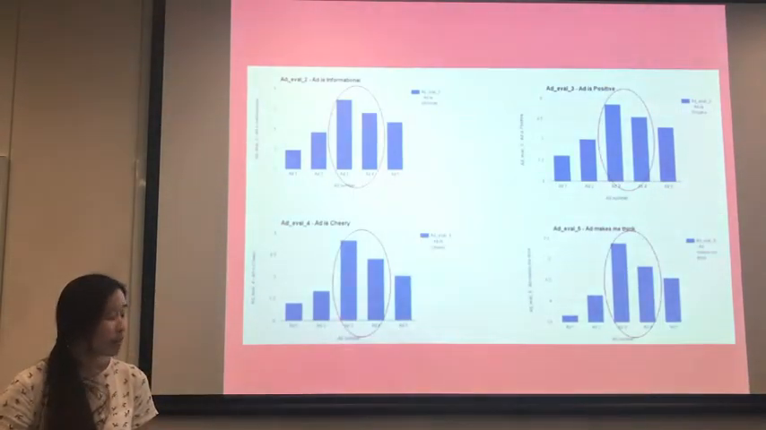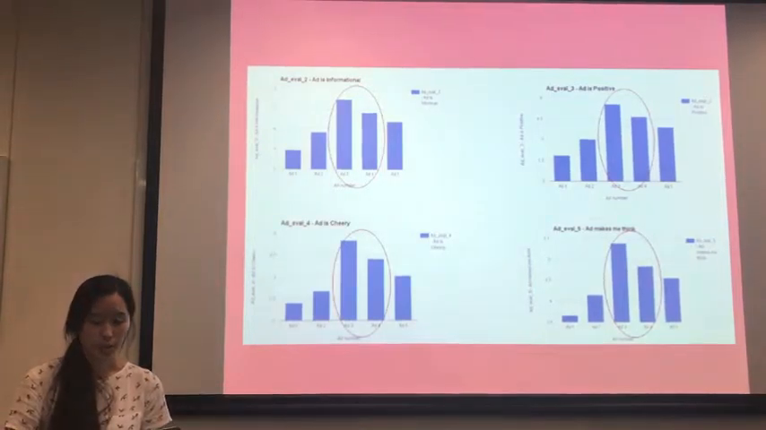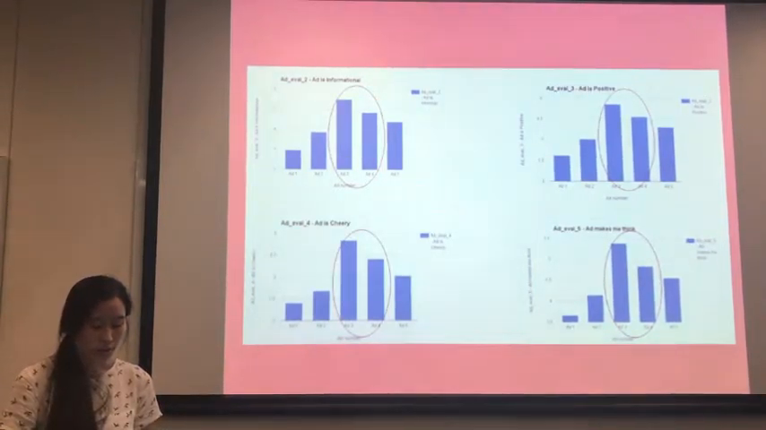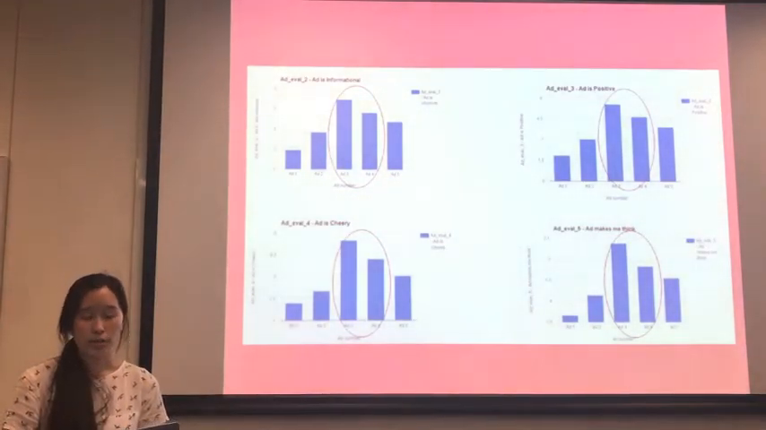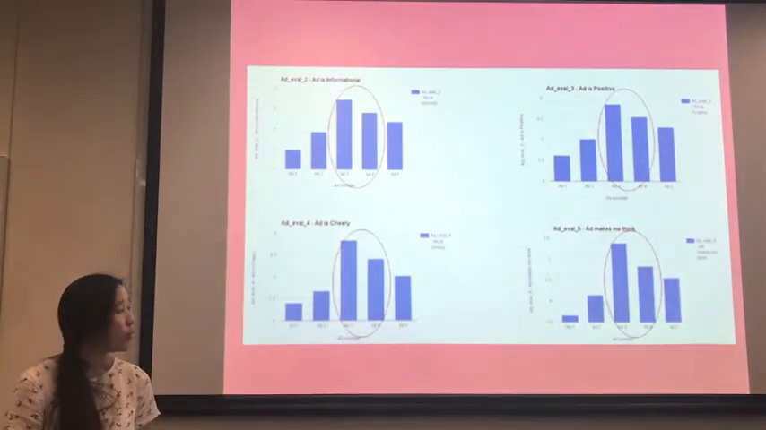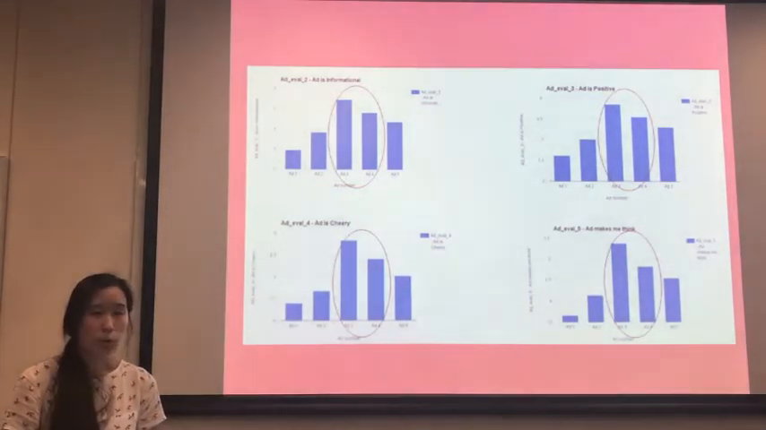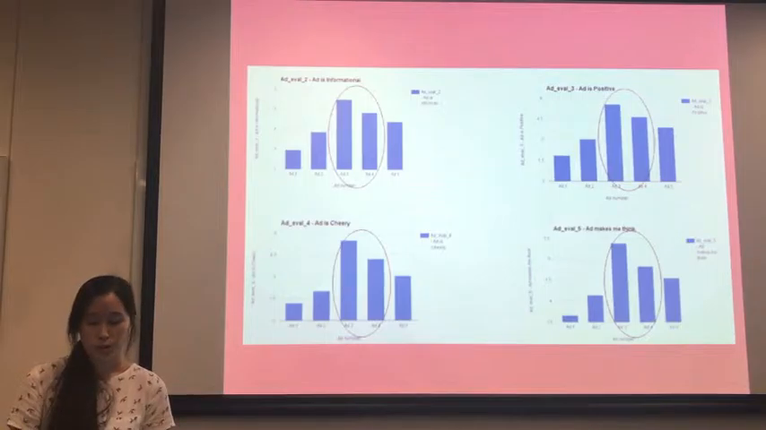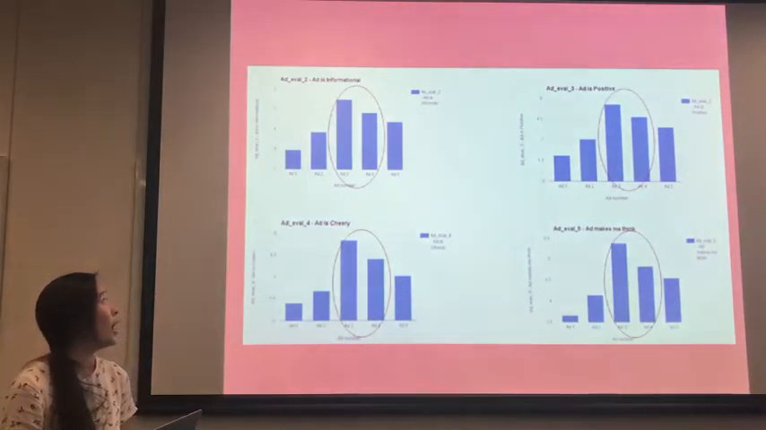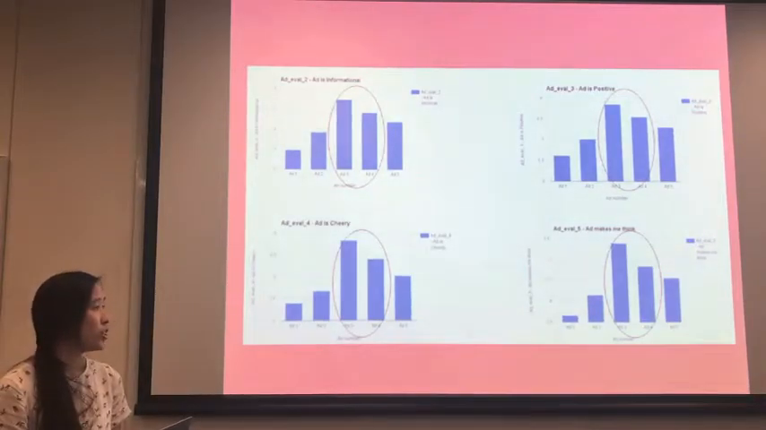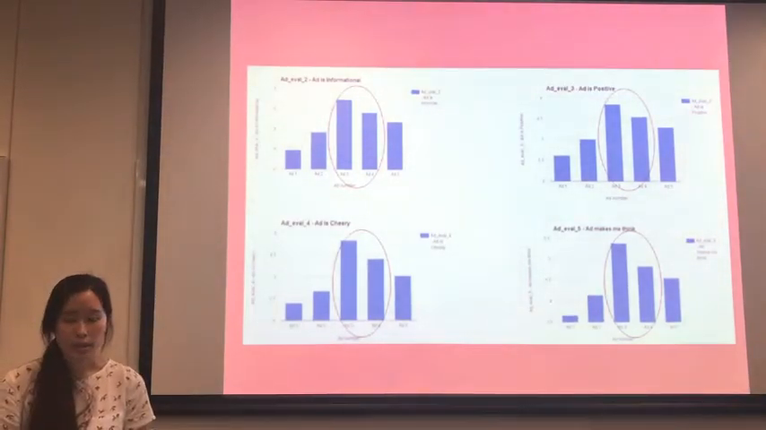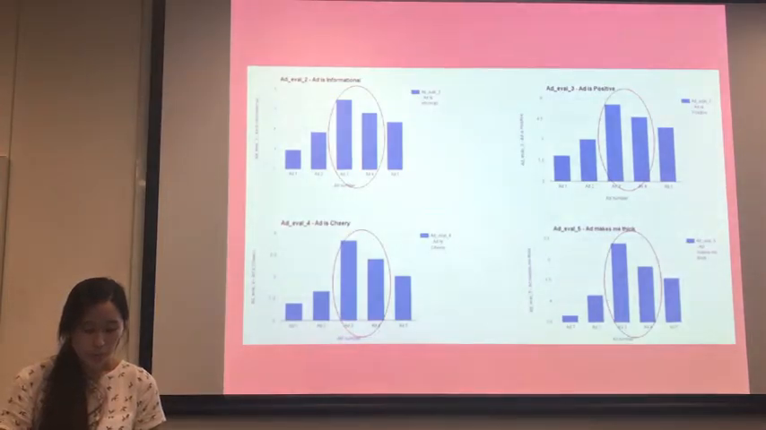And to further examine why advertisement 3 was the most effective, we looked at all the means in the other evaluation criteria. What we found was that ads 3 and 4, the most effective ads, also scored higher in the criteria: the ad is informational, the ad is positive, the ad is cheery, and the ad makes me think.